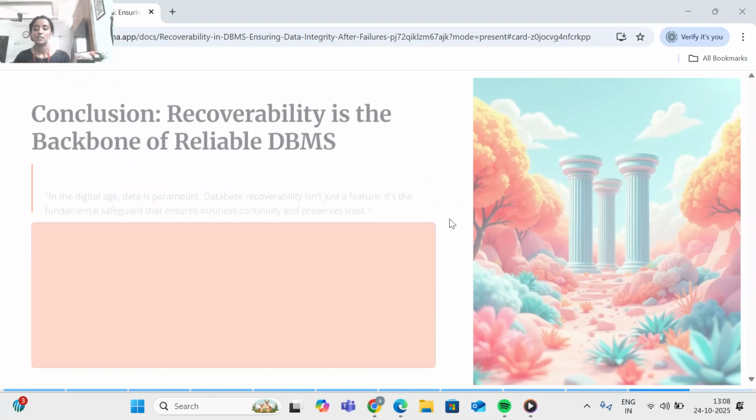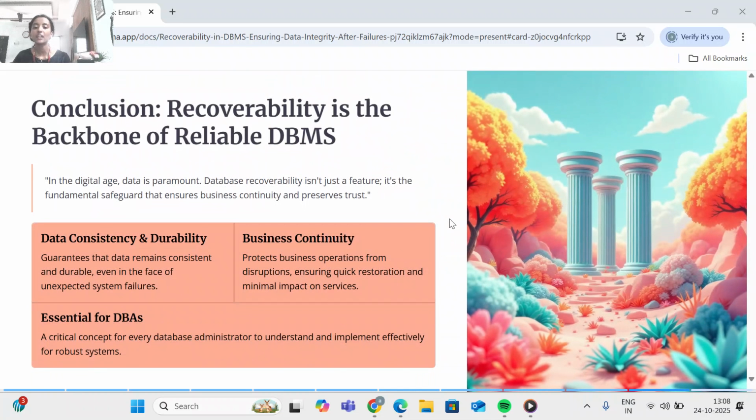Now coming to the conclusion. Last but not the least, recoverability is the backbone of a reliable database management system. In the digital age, data is paramount. Database recoverability is not just a feature, it's the fundamental safeguard that ensures business continuity and preserves trust.